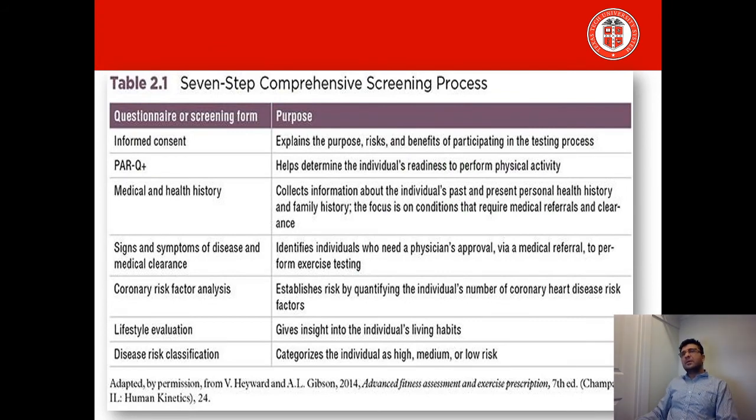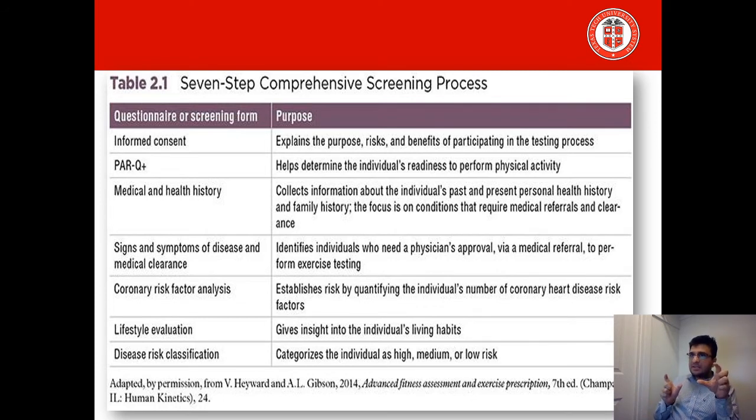Now, in order to serve these goals and purposes, there has to be a chronological, stepwise evaluation to make sure what you're going to do. And these are the 7 parts of the comprehensive screening process, which should be done in order to declare a person fit to do the exercise with or without medical clearance. First thing you want to do is to take an informed consent. What an informed consent is, and what its components are, I'm going to discuss just in a while.